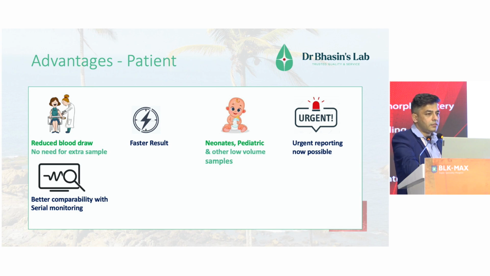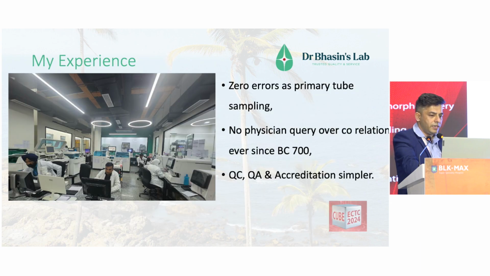The wonderful part is, as ma'am was also talking about, neonate and pediatric and other low volume samples. We do a lot of work with NICUs and pediatric patients as well, but we were doing TNP for all ESRs over there because we never had enough volume to even perform on a Westmatic system. Urgent reporting is possible, and now for patients in serial monitoring who are undergoing treatment for tuberculosis or SLE or rheumatoid arthritis, the comparability is much better.